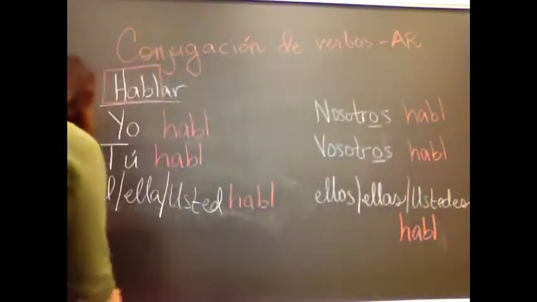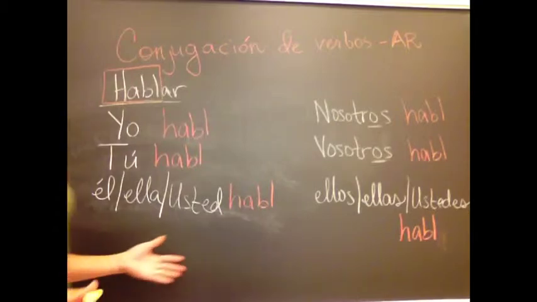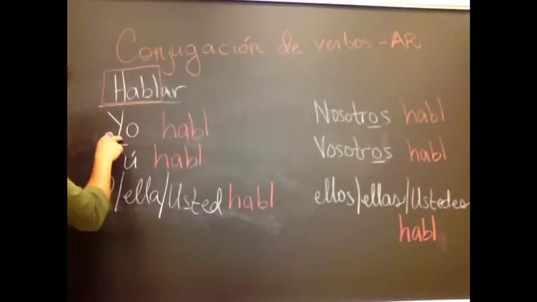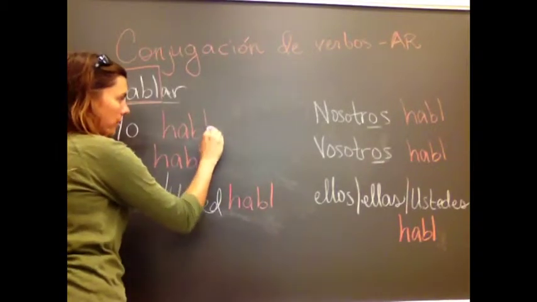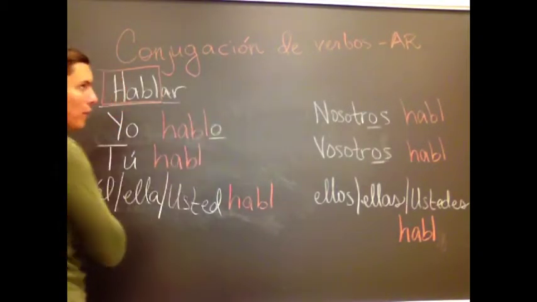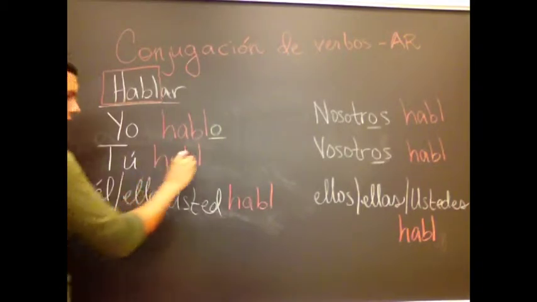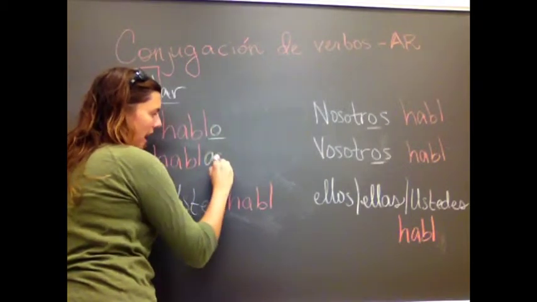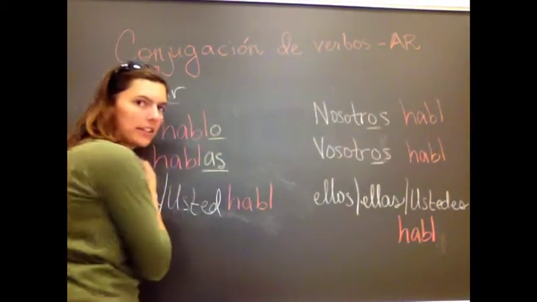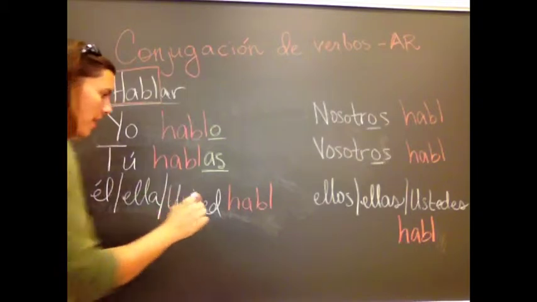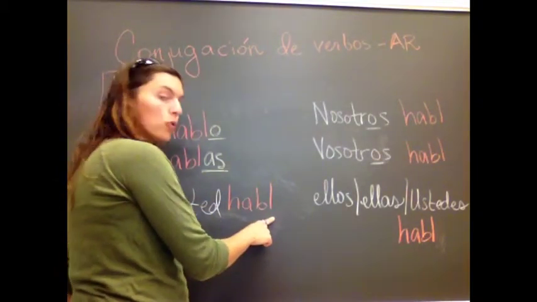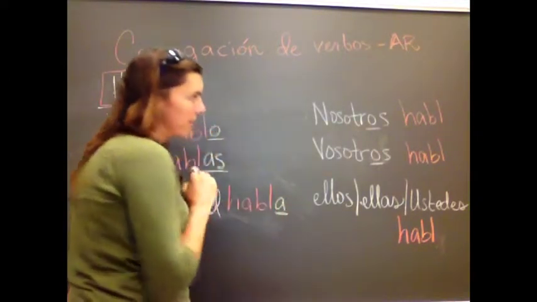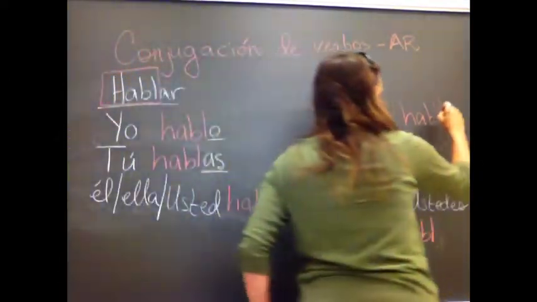All right, so now we need to add our endings, okay? We're going to conjugate. Who's doing the action? Who's speaking? Here, I am, yo. Yo hablo. So the ending for yo in AR verbs is o. Tú hablas. The ending for tú with AR verbs is as. Él, ella, usted habla. It's just an A. Okay? Nosotros hablamos.